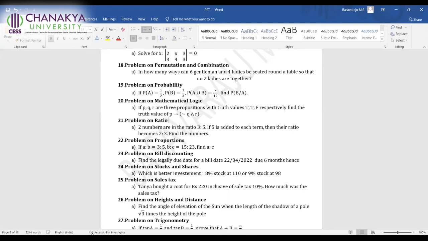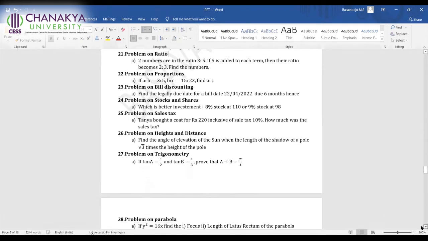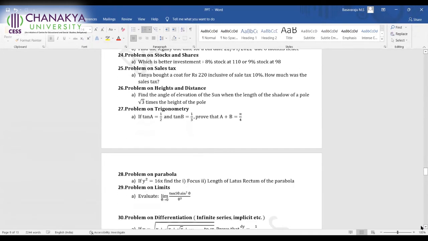The 26th one you can expect from the Heights and Distance chapter. They'll ask a simple problem in heights and distance. The angle of elevation will be given. You should find the shadow of a pole, how many times is given. Based on that, calculate the height of the pole or the shadow of the pole under the given conditions.